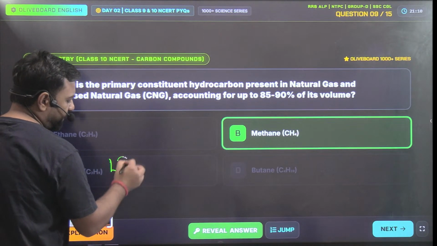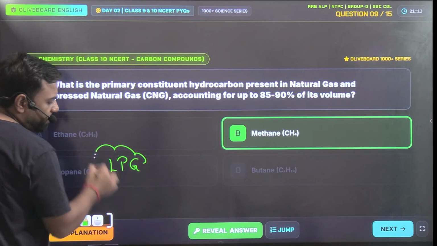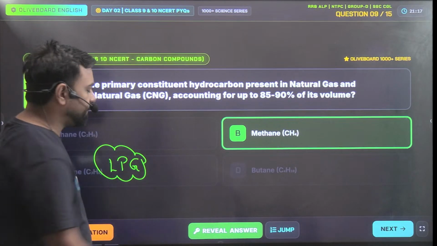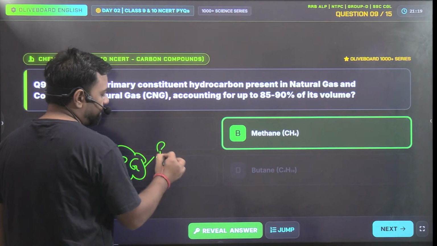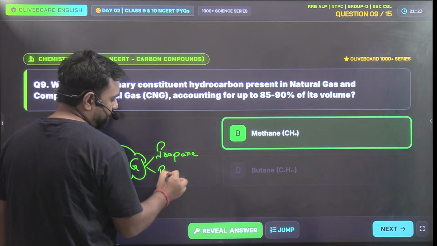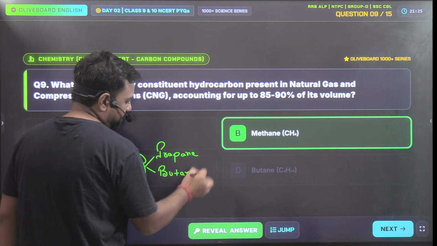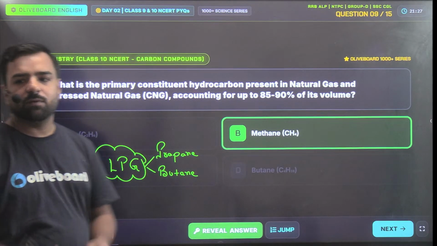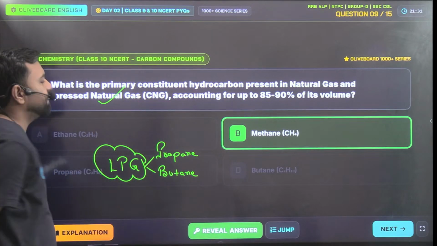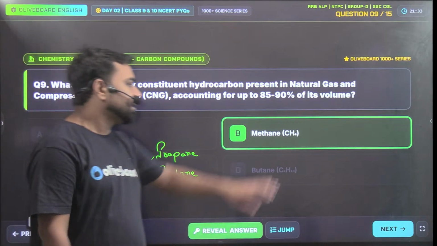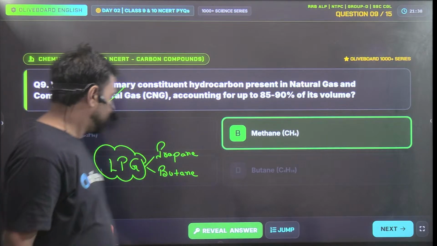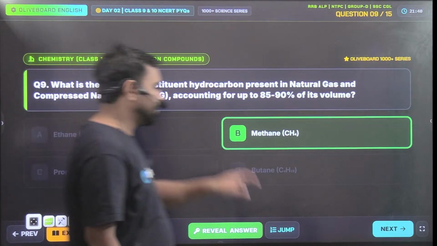So in the case of LPG, the cylinders that are used at your home, LPG is made up of propane and butane, right? So that's liquefied petroleum gas, which is made up of propane and butane. So it was asking us about the compressed natural gas, it is CNG, and the natural gas. So that's the methane, right, Ankita? Is it okay? By the way, Natasha, you are correct. So here we'll go with option number B.